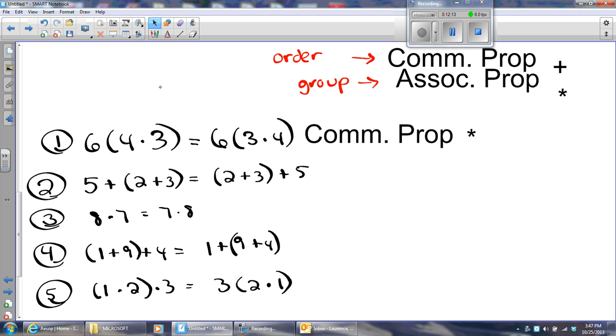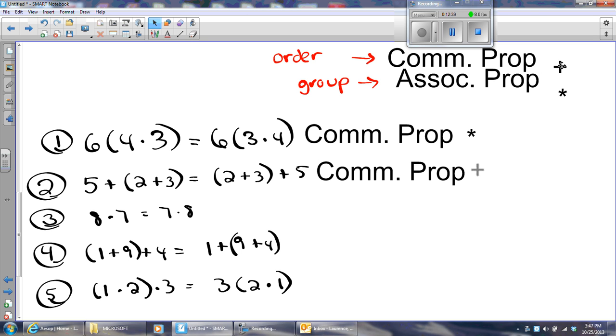Okay, problem number two. I see parentheses. It does not make it associative automatically. I ask, did the grouping change? I have 2 plus 3. No, because I have 2 plus 3 there. Here I have a 5 in front of the group, and here I have a group in front of the 5. Looks like the order changed on this one. This would also be the commutative property, and this would be of addition.